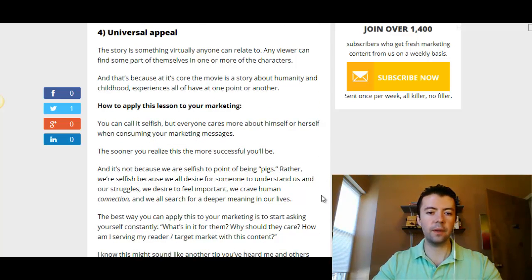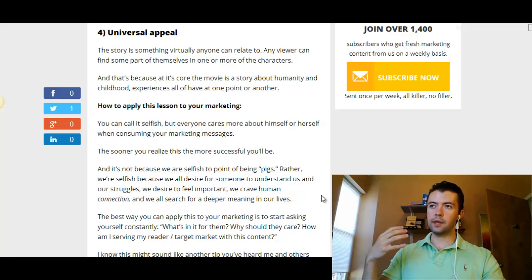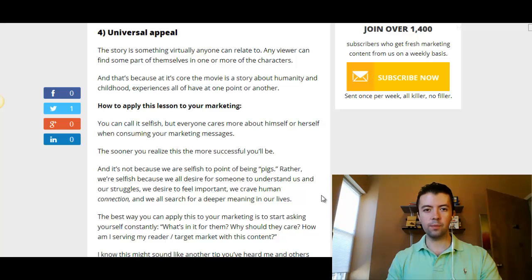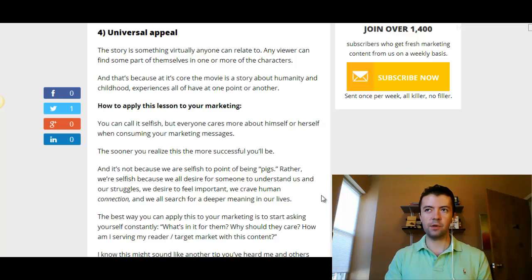Lesson number 4, universal appeal. This one was very striking if you actually see the movie. The idea of universal appeal, and why it works so well in this movie, is that it's about the human existence and the human journey through life. There are certain stages of life and experiences that many of us have, and for that reason, the movie is particularly memorable. So in terms of incorporating this into your marketing, how can you do that?